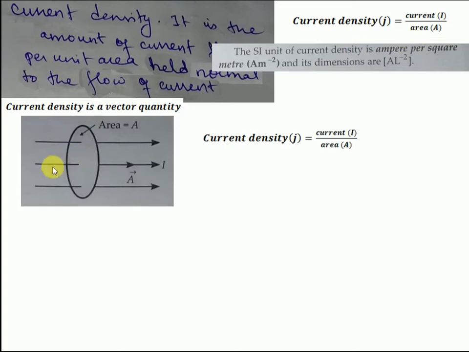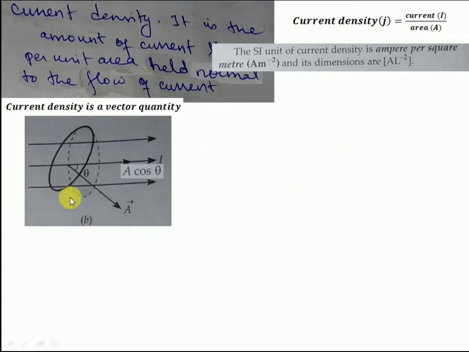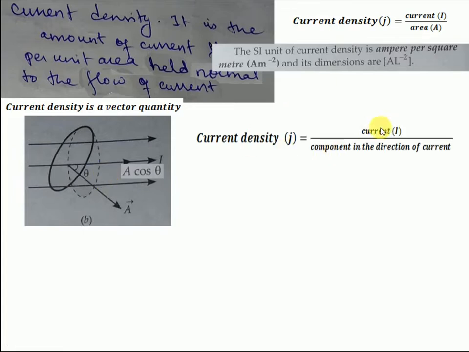So see, current is flowing and the area is kept normal to the flow of current. But if the area is not perpendicular, as you can see, the area vector is going down and the current is flowing in this direction. For this case the formula used will be current by the component of area. Please write this: component of area in the direction of current. The component in the direction of current is A cos theta, as this is the angle, so area times cos theta.